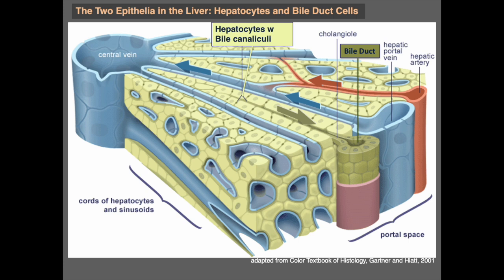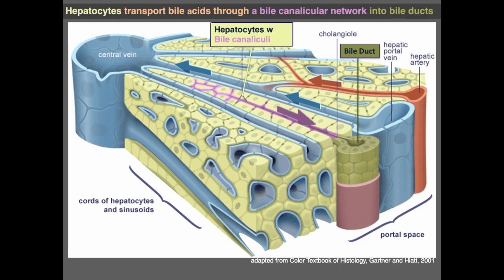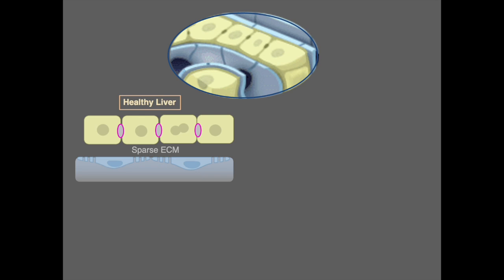To mediate this filtration, hepatocytes organize in single-cell cords that face blood vessels on either of two basal domains. The second function is sending bile, a detergent-like substance, to the bile duct for transport to the duodenum via a bile canaliculi network, here shown in pink, which is formed by hepatocytes' apical domains.